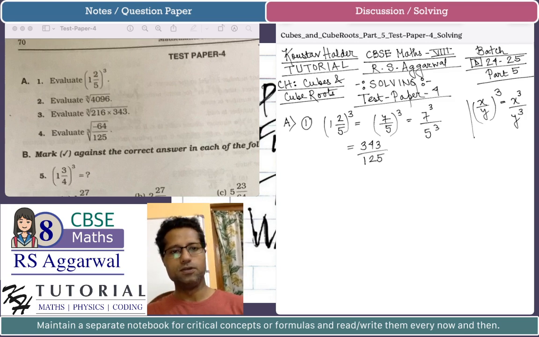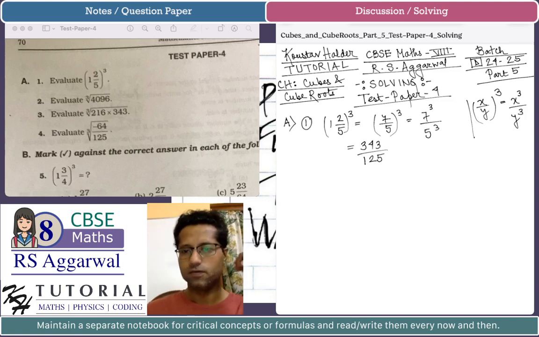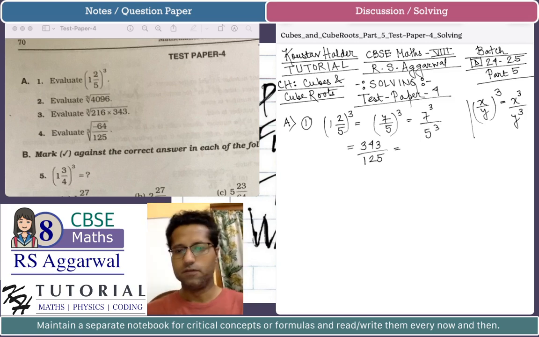Since the problem was a cube of a mixed fraction, we have evaluated to an improper fraction. Whenever the answer is coming as an improper fraction, it is recommended that you express it as a mixed fraction. So this will be, I guess, 343 minus 250 is 93. So this is 2 and 93 by 125.